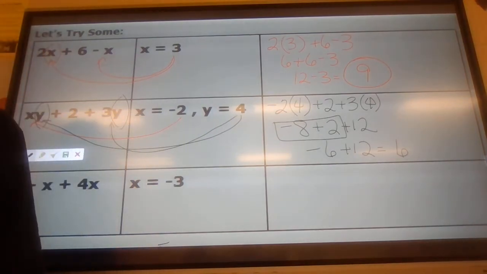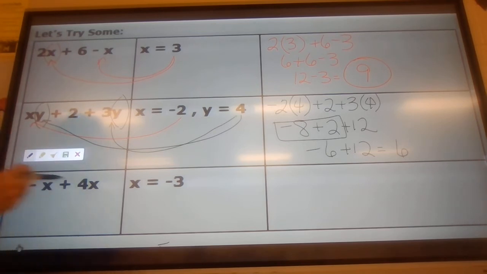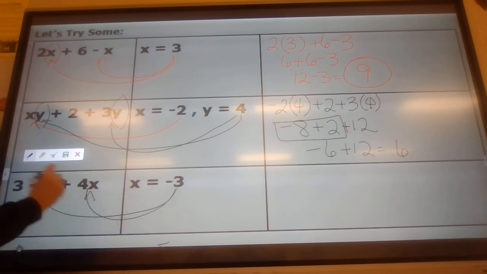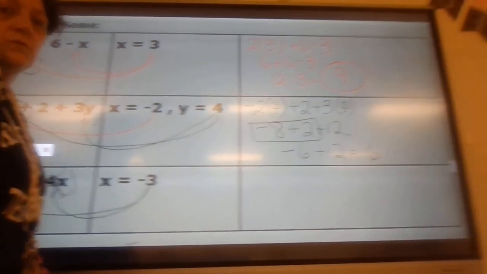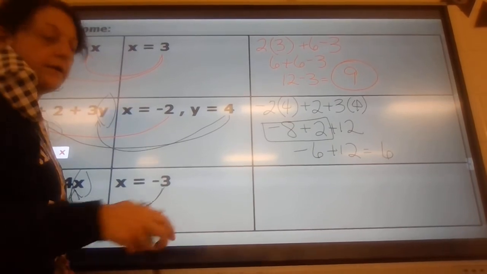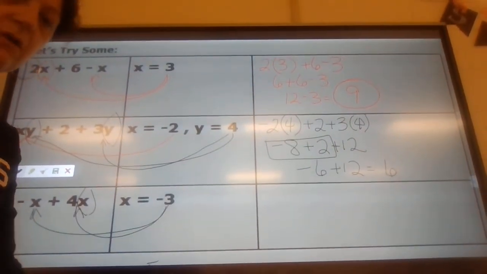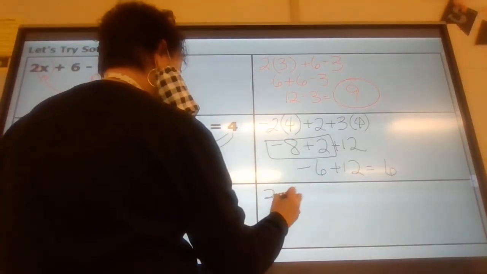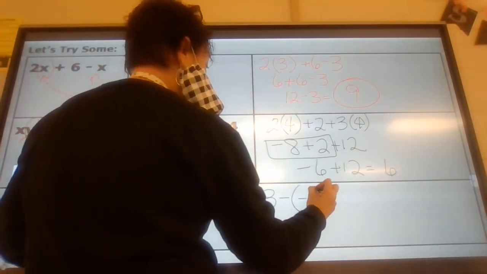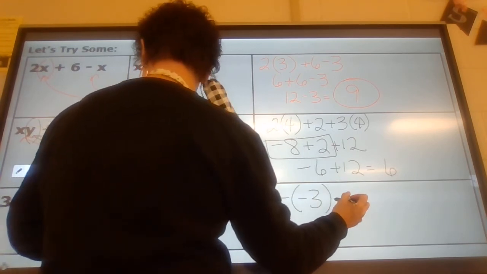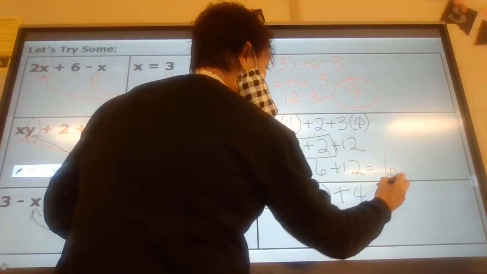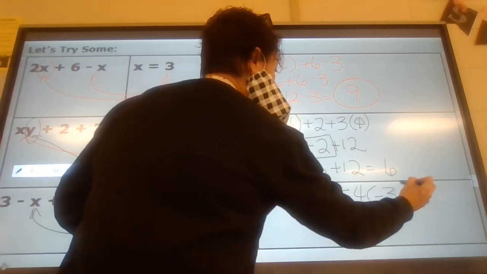All right. This negative 3 is going to go right here for x and right here for x. I'm going to put some parentheses right there so that I know that is multiplication. So I've got 3 minus a negative 3 plus 4 times a negative 3.